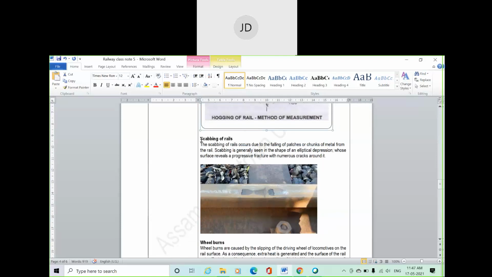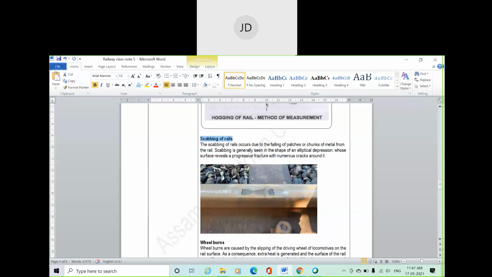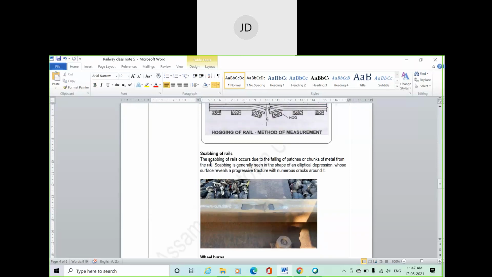Next, the scrubbing of rail. You can see this scrubbed, elliptical shape. This is the scrubbing of rail. The scrubbing of rails occurs due to the falling of patches and chunks of metal from the rail. That means the metal parts are washed out or fall out from the top surface. It is called scrubbing action.